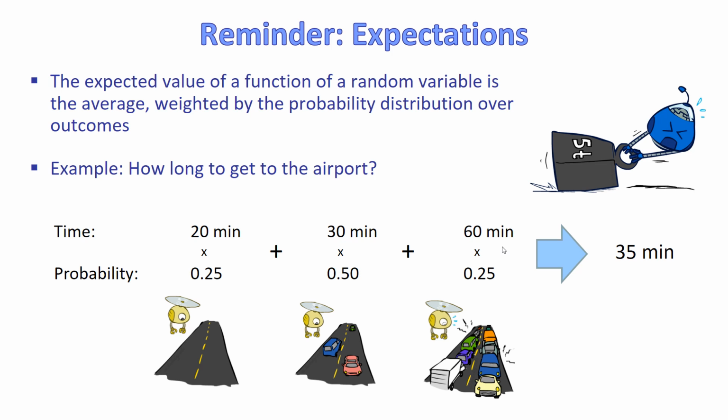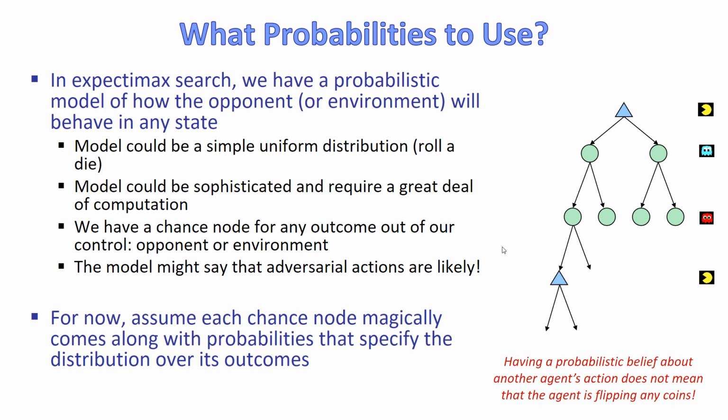Based on that model, it will never take 35 minutes, because it will take either 20 or 30 or 60. Of course, this is a simplified model, assuming that there are always only three cases, and assuming that these values, 20, 30, 60, are accurate. So this 35 minutes is not any of these values, and it will never be any of these values. Whenever we go to the airport, assuming this model is 100% accurate, we'll never get to the airport in 35 minutes. But if we repeat that multiple times, then on average, it will be 35 minutes. That's the meaning of the expected value. Of course, I think you studied that before, but this is just a refresher. Any question about that?